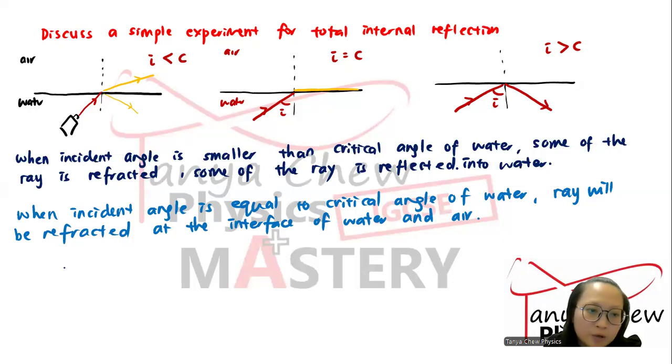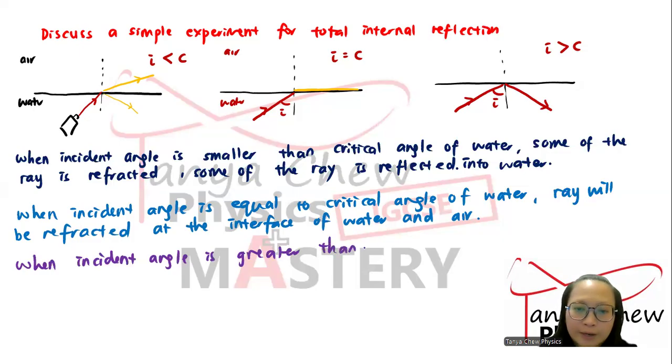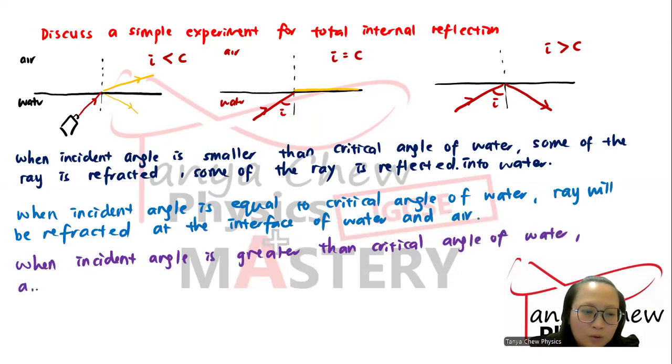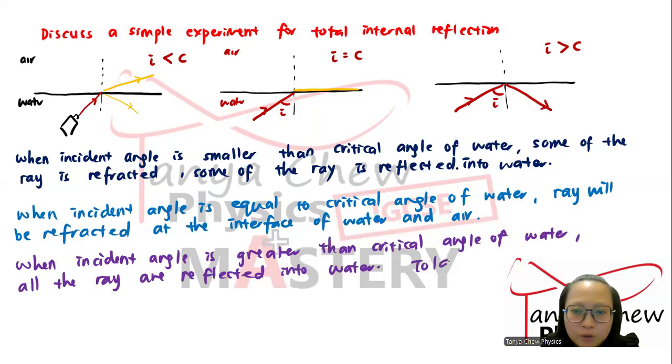And then the last point, when the incident angle is greater than the critical angle of water, I'll highlight the keywords later, all the rays are reflected into the water. So we could say that total internal reflection occurs.